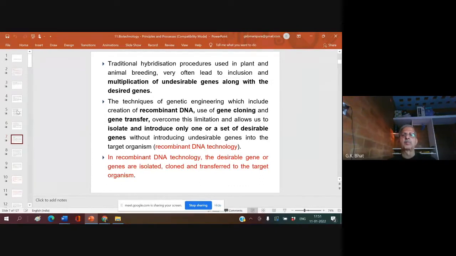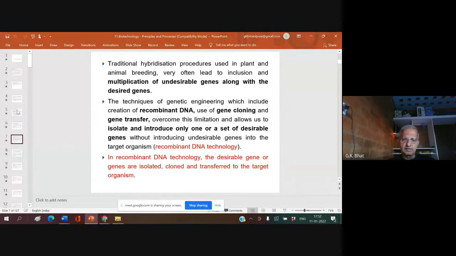Traditional hybridization procedures are used in plant and animal breeding. What is the traditional hybridization procedure? You are just crossing two organisms and getting a hybrid. Whatever two varieties you want, the so-called best varieties for one or another particular character, you cross the two and get a hybrid. Traditional hybridization procedures used in plant and animal breeding very often lead to inclusion and multiplication of undesirable genes along with the desired genes.